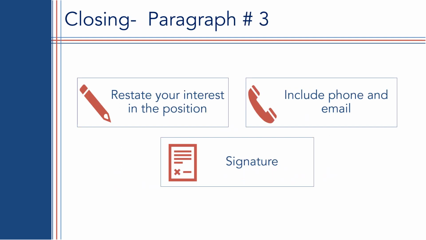And now to your final or closing paragraph. You want to begin by restating your interest in the position. You may then choose to write a brief statement describing how your background and experience will benefit or add value to their position. And then include your phone and email so they can easily find how to contact you, and then sign the document.